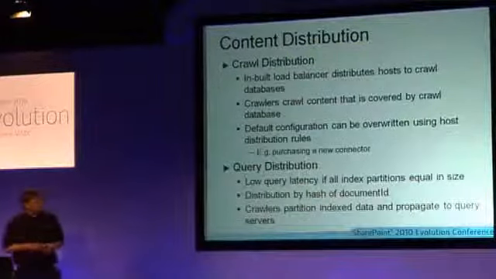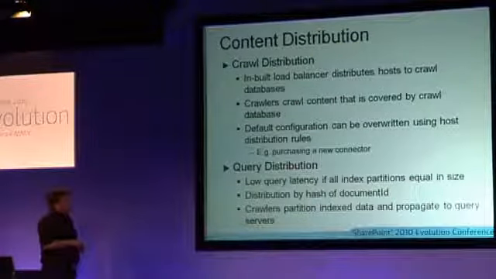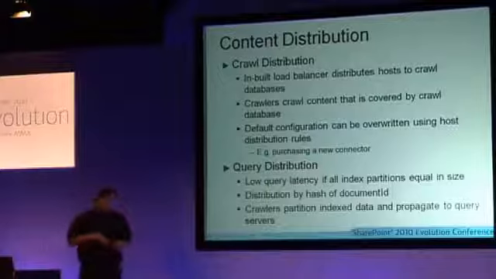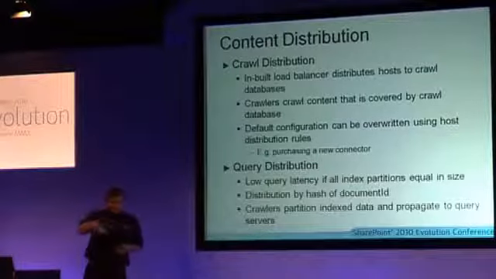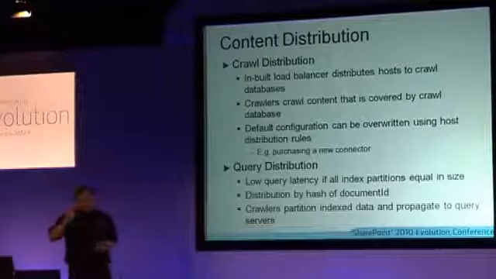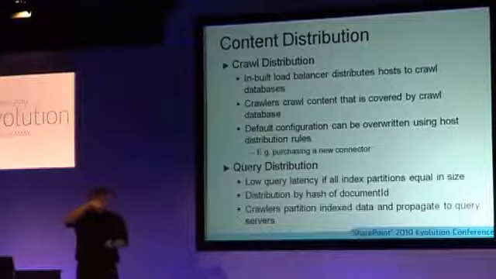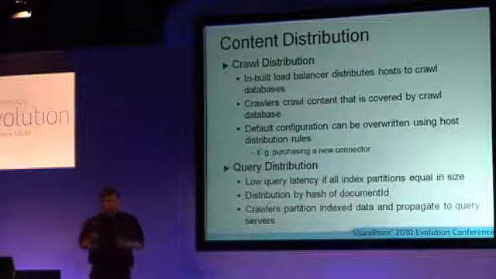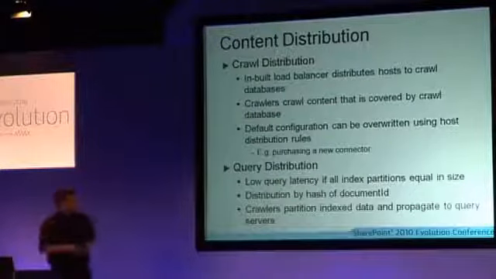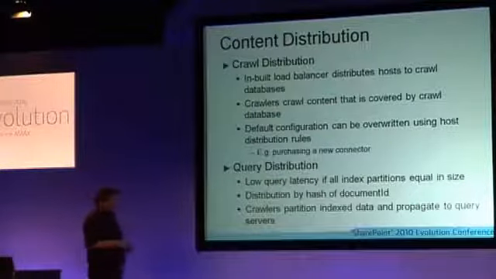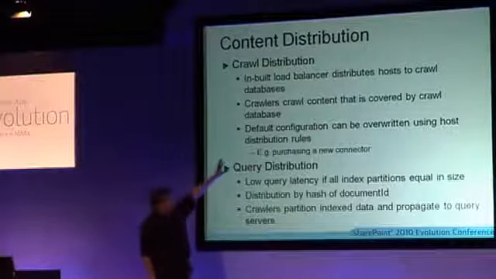Content distribution, I mentioned already about this in terms of the way crawling works. So if you've got 2 crawlers talking to the same crawl DB, they'll just share URLs. The table will fill up, and they'll just pick one each and index it down the line, and then discard them as it completes. This is the concept of host distribution rules as well.